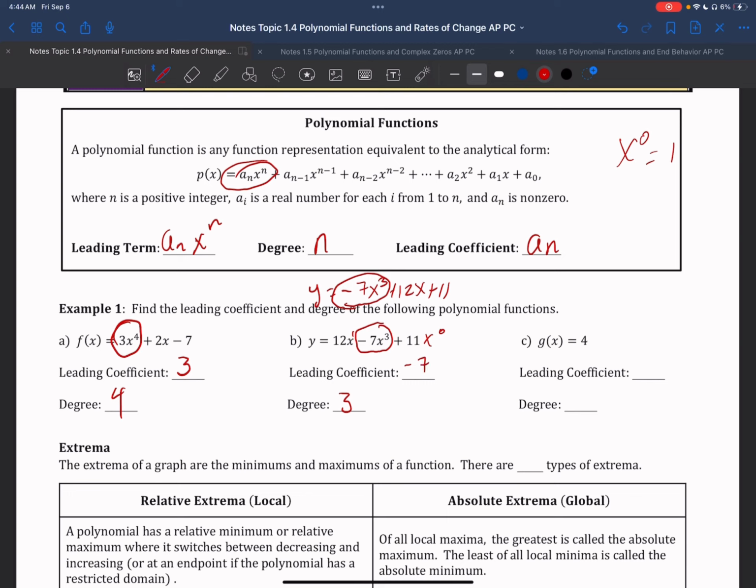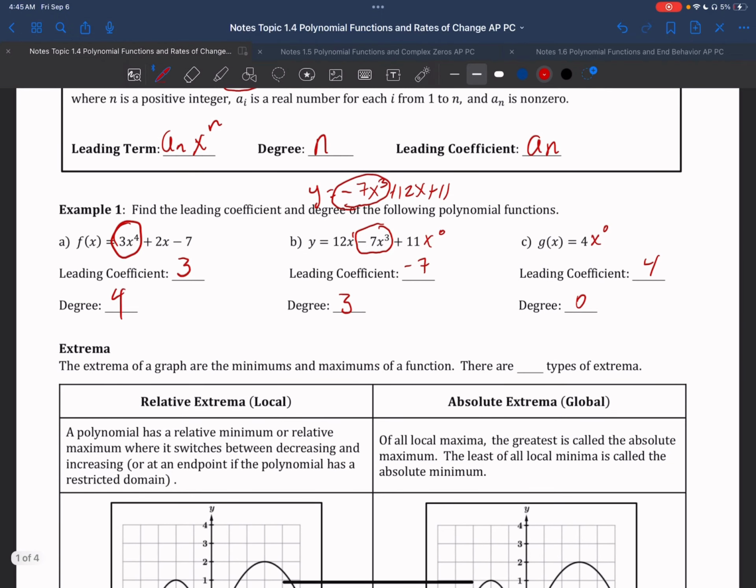If I look at C, I can do the same thing that I did on B and rewrite it as g of x equals 4x to the 0. Now I'm able to see the only exponent that I have, again, is non-negative, so my degree will be 0, and then my leading coefficient will be 4.